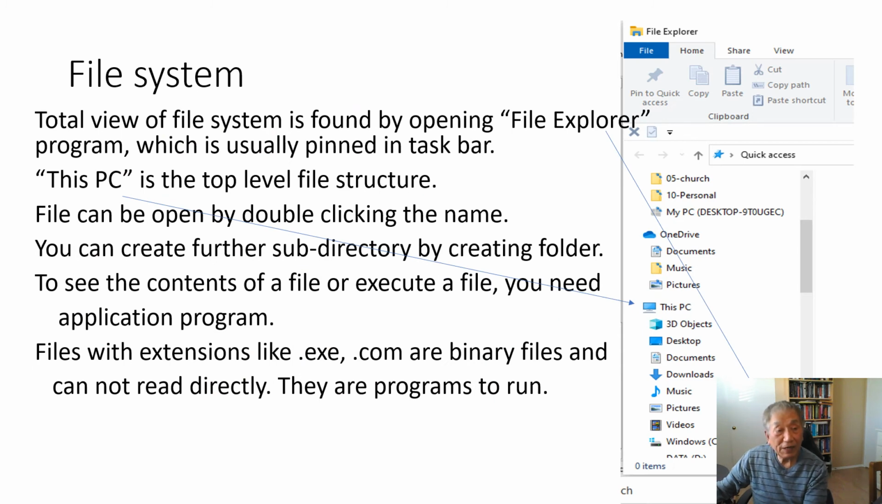Okay, then the file system. In general, you can have a file explorer. File explorer can be found in one of those pinned applications, but you can also open it by clicking the Start or Windows button. At the top of all the devices and all the files is This PC.